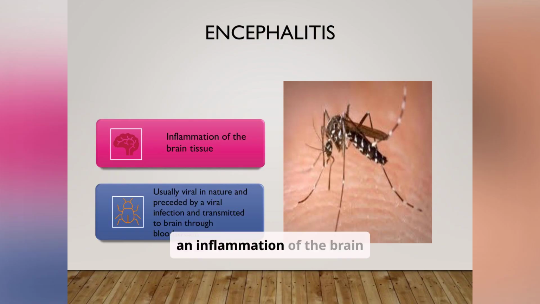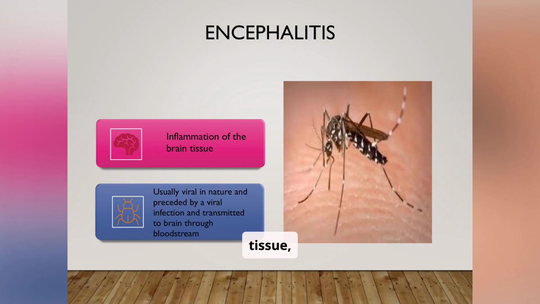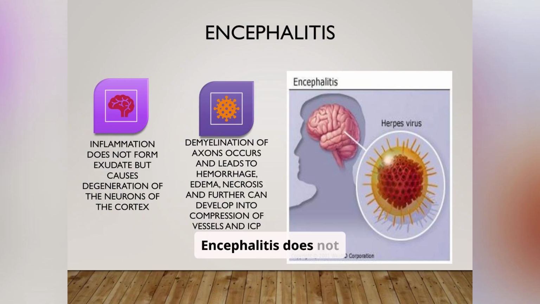Encephalitis is an inflammation of the brain tissue, typically caused by a viral infection transmitted through the bloodstream. Mosquitoes are a common vector for viral encephalitis. Encephalitis does not typically involve the formation of exudate, but it can cause degeneration of the neurons of the cortex. Demyelination of axons can occur, leading to hemorrhage, edema, necrosis, and increased intracranial pressure, ICP.